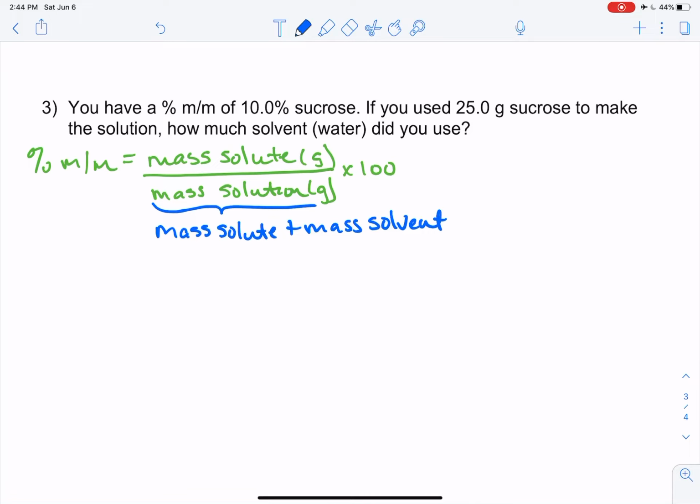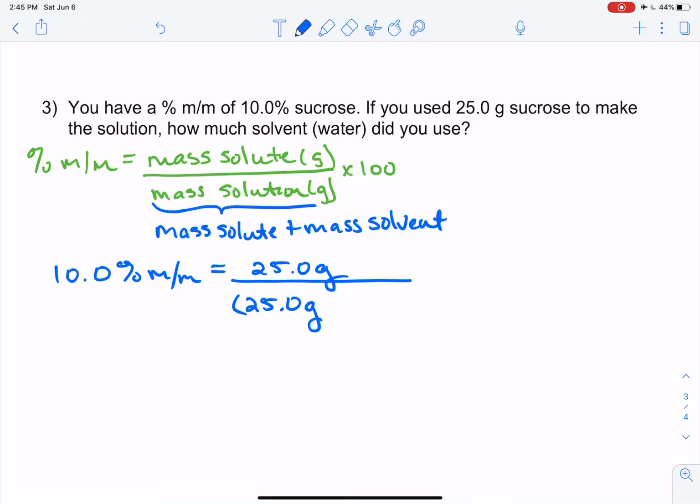Okay, so what we have, if we just fill in the pieces that we have, is 10% M over M, and we have the mass of the solute. It's 25 grams. And then down here, we're going to do the mass of the solute again, but we don't know what the mass of the solvent is. So we go ahead and put X there, and then we don't want to forget times 100 there.